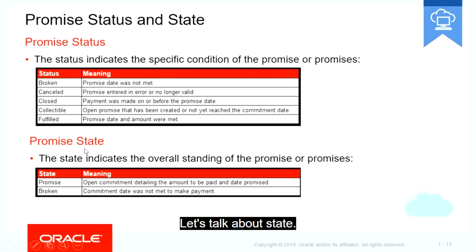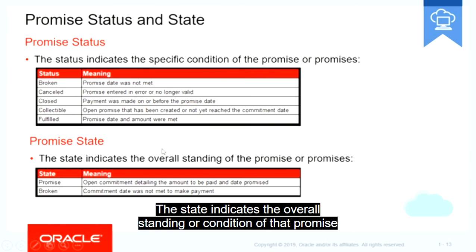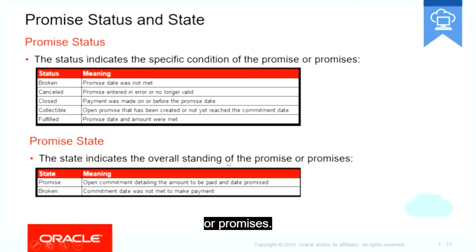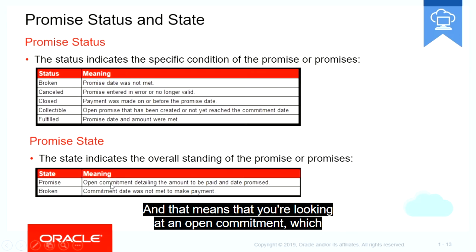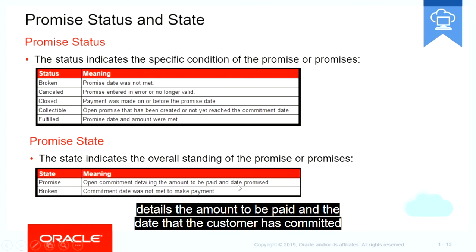Let's talk about state. The state indicates the overall standing or condition of that promise or promises. And so here we have two, either broken or the state of promise. And that means that you're looking at an open commitment which details the amount to be paid and the date that the customer has committed to pay by.